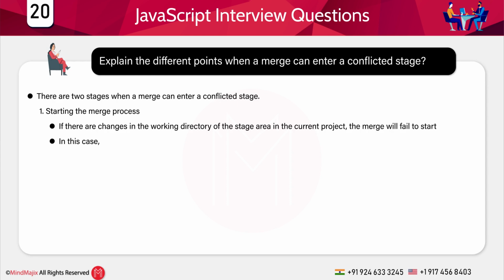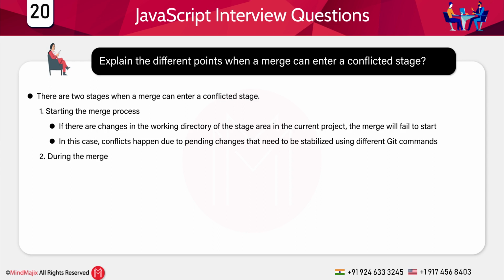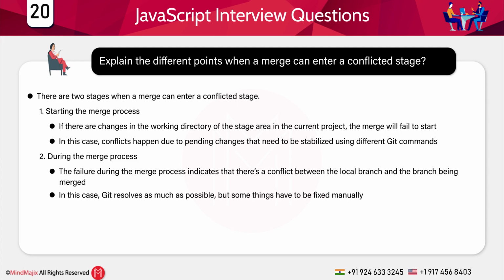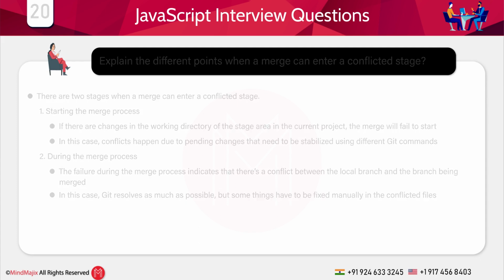In this case, the conflict happens due to the pending changes that need to be stabilized using different git commands. During the merge process, a failure indicates that there's a conflict between the local branch and the branch being merged. In this case, Git resolves as much as possible, but something has to be fixed manually in the conflicted file.